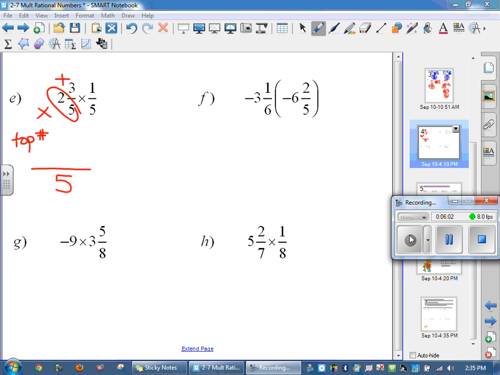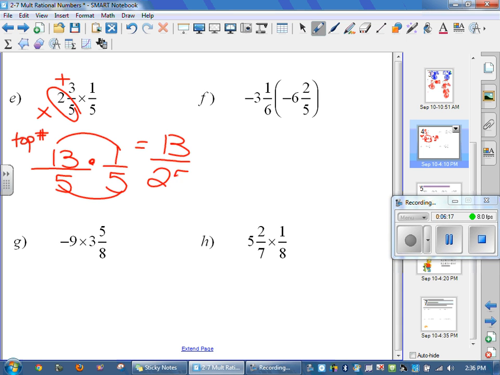So side times the bottom plus the top, we're going to get 13 over 5 times 1 over 5. Okay? Now I multiply my top numbers, times my bottom numbers. I'm going to get 13 over 25. That's my final answer because neither of them can reduce any lower.